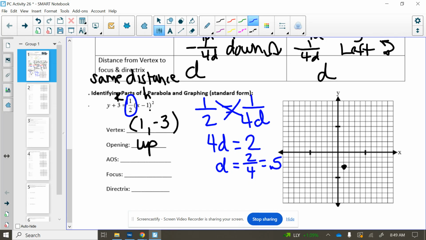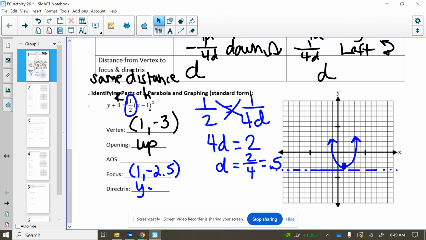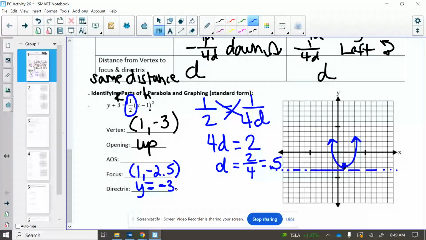So that means if we are opening upwards, our focus is going to come half a unit above, and our directrix is going to come below half a unit. So our focus again is half a unit above (1, -3), so that's going to be at (1, -2.5). Directrix is a horizontal line this time, and again it's going to be half a unit below our value that was at -3, so it would be going through -3.5.